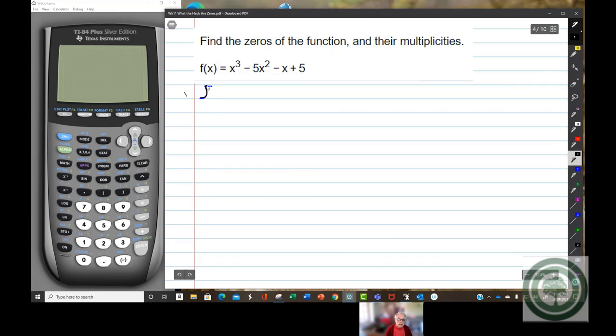f of x equals x to the third minus 5x squared plus negative 1 times x plus, now we know we're going to be pulling out a common factor. And we know that positive 5 equals negative 1 times negative 5. I hope I said a negative common denominator. Not denominator, GCF, greatest common factor.